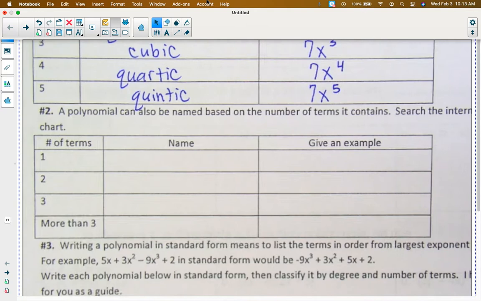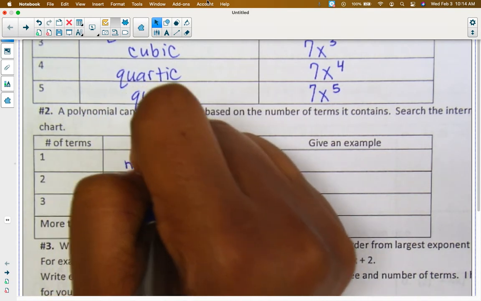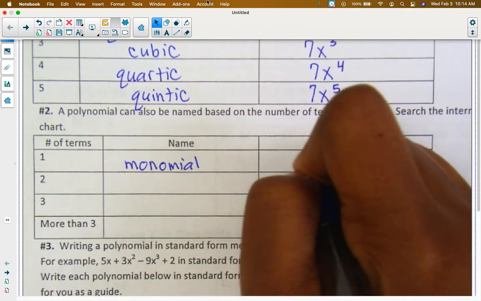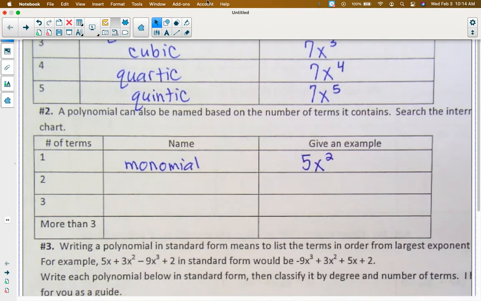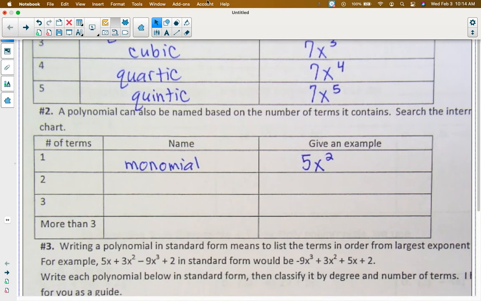So I'm going to go through and I'll give you the names and then we'll make up an example. So if there's only one term in the polynomial, that's called a monomial. And an example would be 5x squared. Now, it doesn't matter what the exponent is as long as there's only one term. I could have done 7x to the third. I could have done negative 3x to the 10th power. So as long as there's only one thing. So the prefix mono is 1.